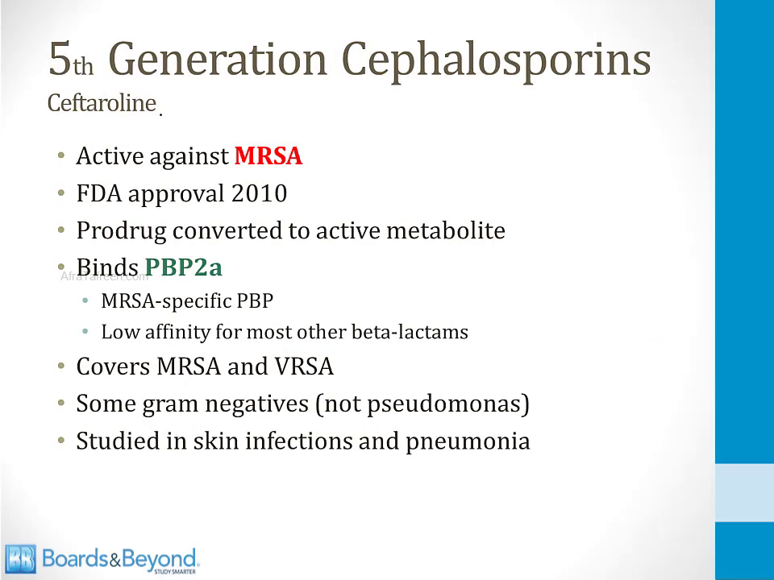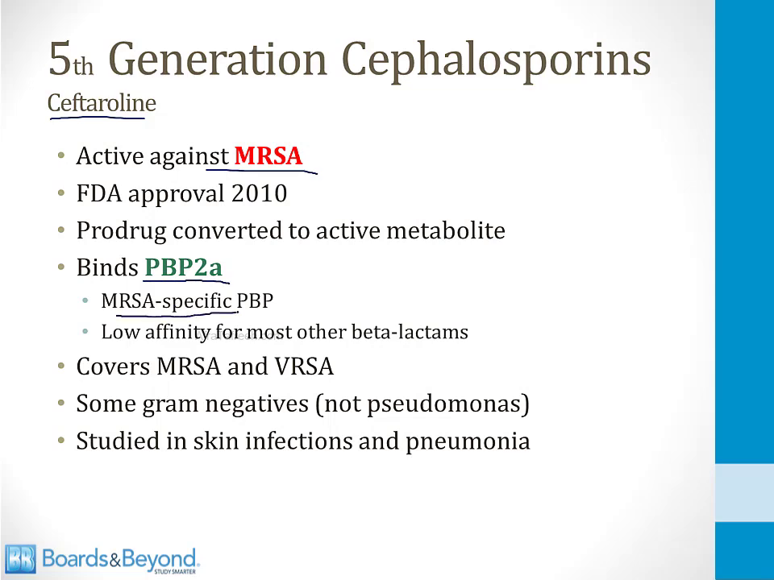Our final cephalosporin drug is called ceftaroline. This is a very new drug. It's considered a fifth-generation cephalosporin, and its main niche is that it is active against MRSA. It was FDA approved in 2010. It's a prodrug converted to an active metabolite. It can bind to a very specific penicillin binding protein called PBP2A.